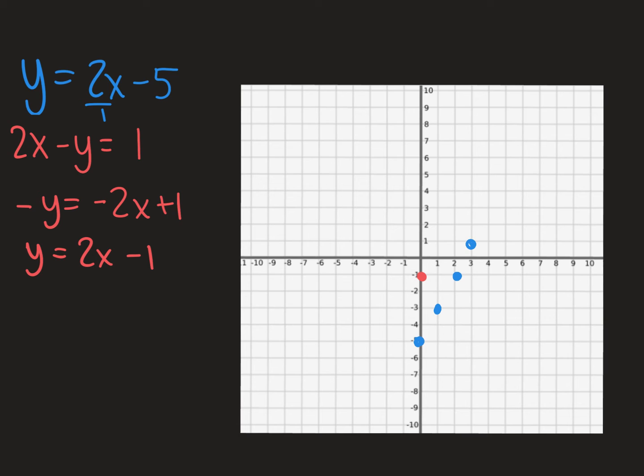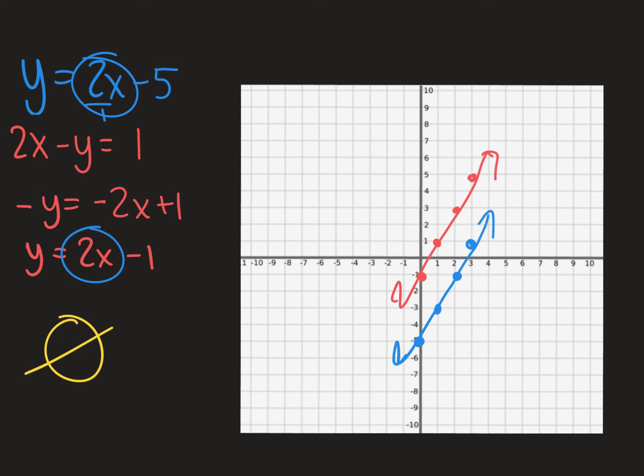Now the red ones. I start at -1, and I go up 2, right 1, up 2, right 1, up 2, right 1. Do you see what is happening here? They have the same slope. They are parallel. They will never cross. No solution. So if you get parallel lines, you say no solution. And should you show your work? Yes, because you have to prove it with a graph.